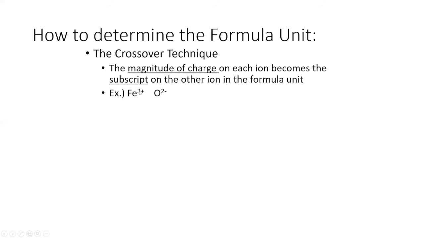The superscript on one will become the subscript in the formula of the other. That 3 is going to become a subscript on the oxygen, and that 2 is going to become a subscript on the iron. So the formula of the ionic compound formed between iron +3 ions and oxygen 2- ions, also known as oxide ions, is Fe2O3.